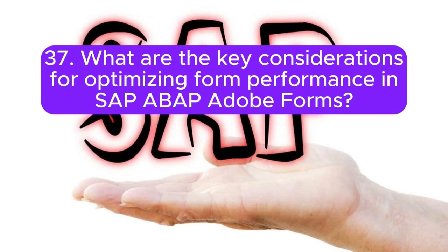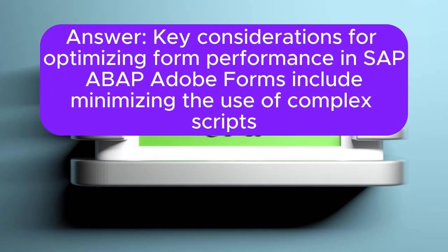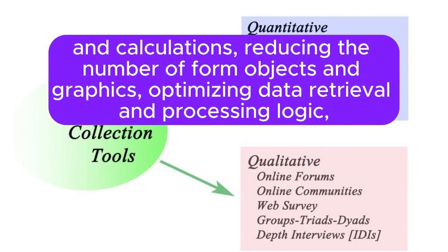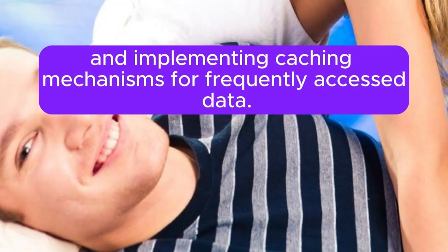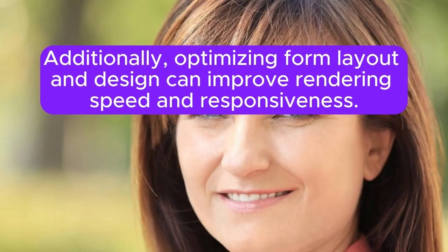37. What are the key considerations for optimizing form performance in SAP ABAP Adobe Forms? Answer: key considerations for optimizing form performance in SAP ABAP Adobe Forms include minimizing the use of complex scripts and calculations, reducing the number of form objects and graphics, optimizing data retrieval and processing logic, and implementing caching mechanisms for frequently accessed data. Additionally, optimizing form layout and design can improve rendering speed and responsiveness.